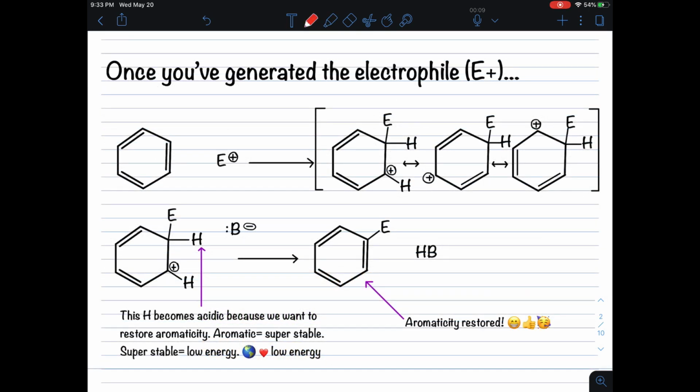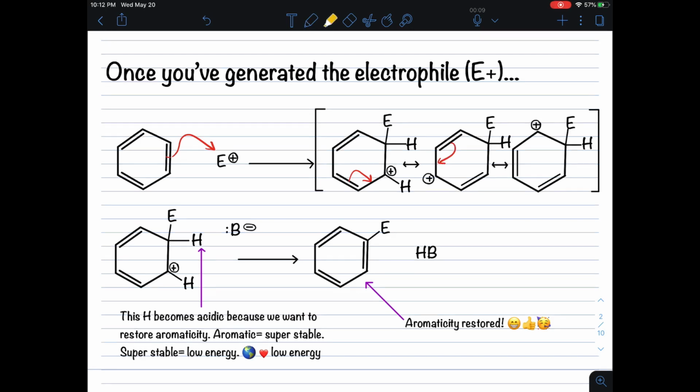So again, once you've made the electrophile, benzene's electron-rich double bond will act like a nucleophile and attack the electrophile. Now, the electrophile will end up on one of the carbons that was in that double bond, and the other carbon in that double bond will be left with a positive charge. And there's a couple of resonance forms that can come out of this, so let's be sure to include that here.